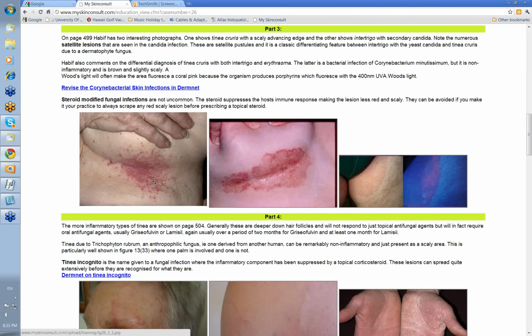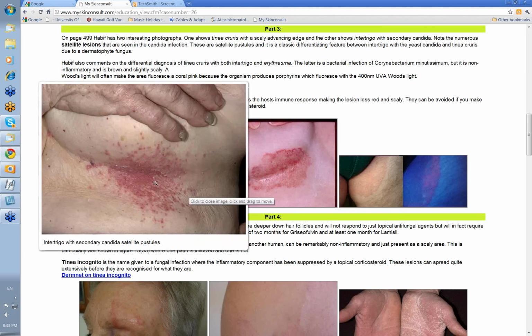Now, here we get on to intertrigos, or at least intertriginous infections. Note the difference between these two. Under the breast, notice the edge in this one, notice the satellite pustules in this one. This is candida, intertrigo with secondary candida. Maceration from heat and sweating, but these little pustules all represent secondary candida.